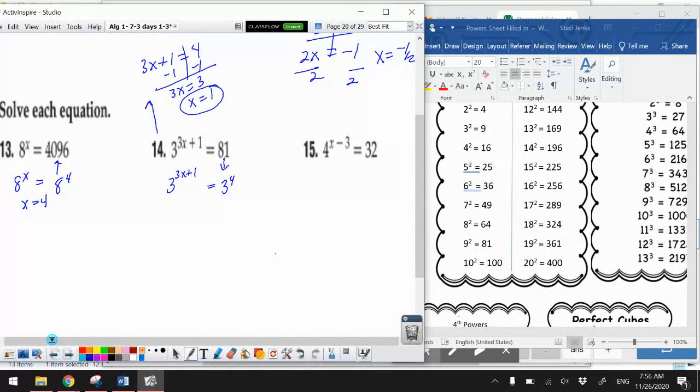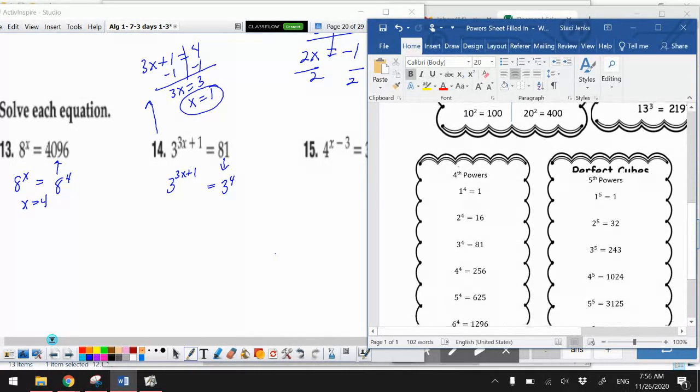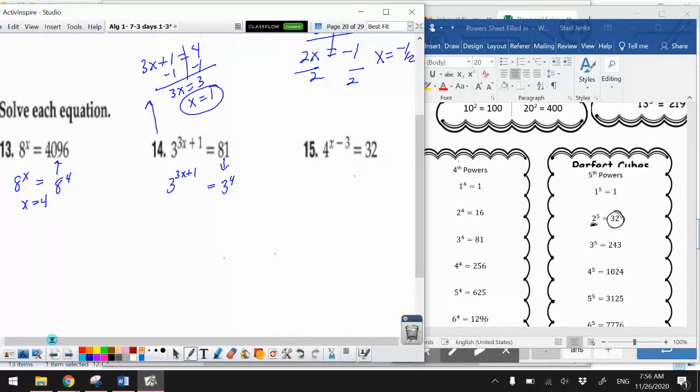This is one of the situations where I know I have to actually substitute on both sides. So I see over here on the 5th powers that I have a 32 right here. There's 32. So that is a power of 2. So 2 to the 5th. I'm going to write this one as 2 to the 5th power. Well, if this one's a 2, that means the 4 has to become a 2.